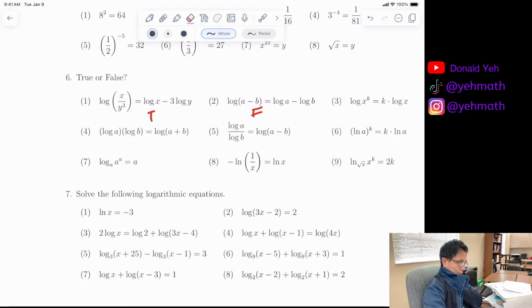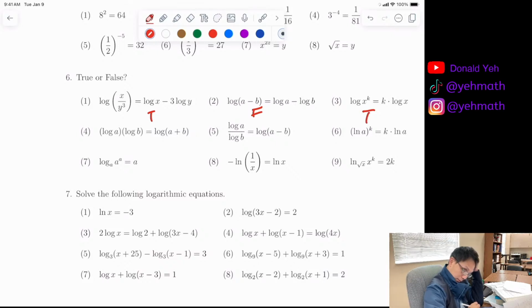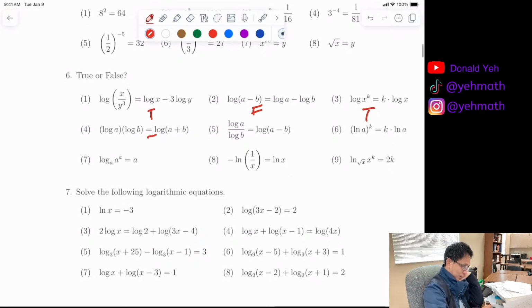Is this true or false? This is true. Is number 4 true or false? Wait. Yeah, it's false. Is number 5 true or false? True. Number 5, true or false? That's false. It's false.